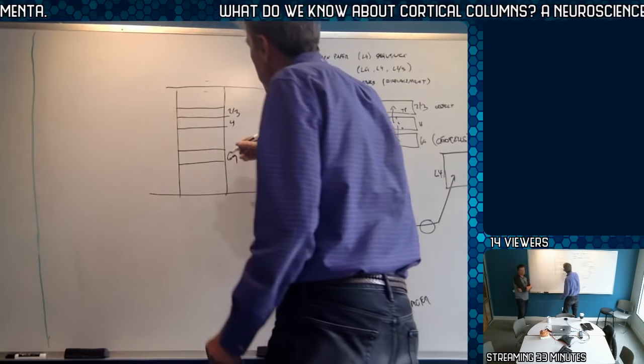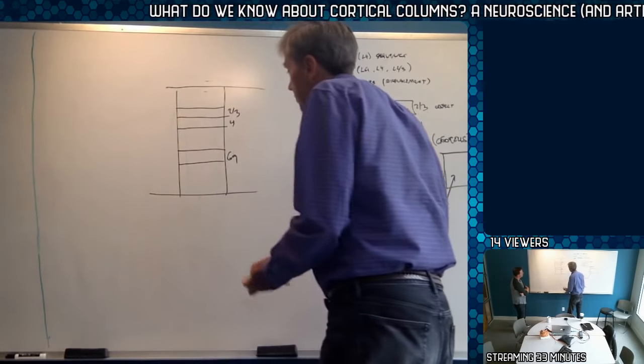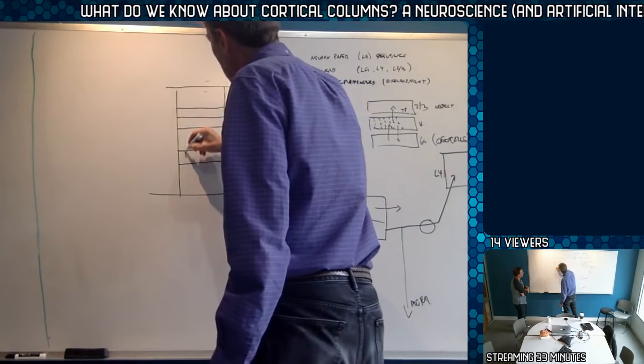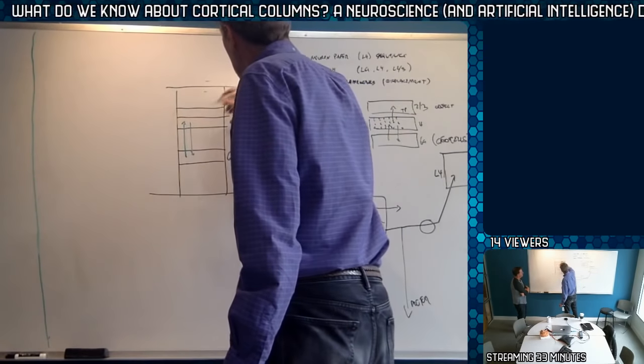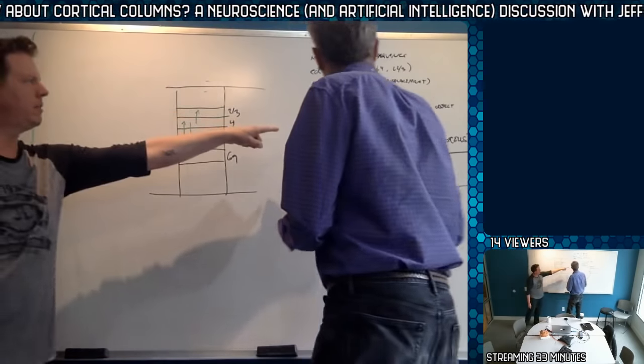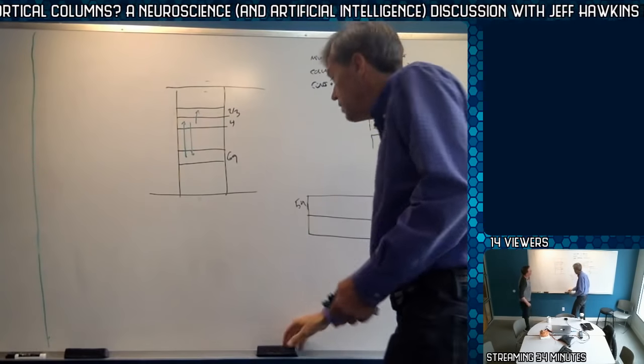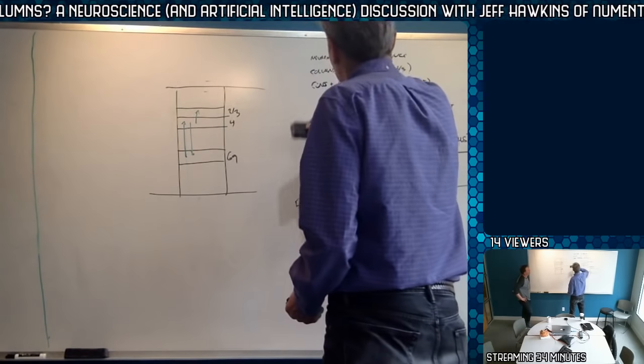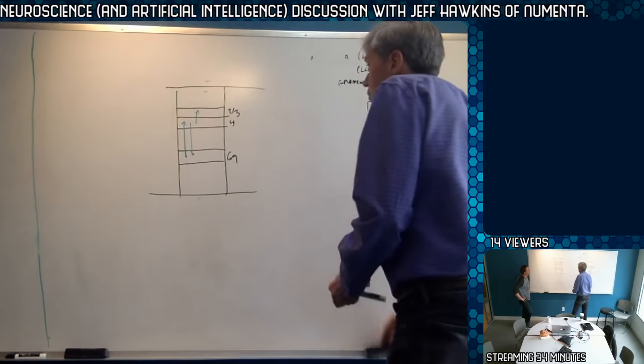Okay, one of those circuits involves three layers: 6A, and then to 4, and 4 to 2, 3. Yeah, which is exactly that. Which is exactly this. That's one of these circuits. Now, in the same column, there's another one of these circuits going on.